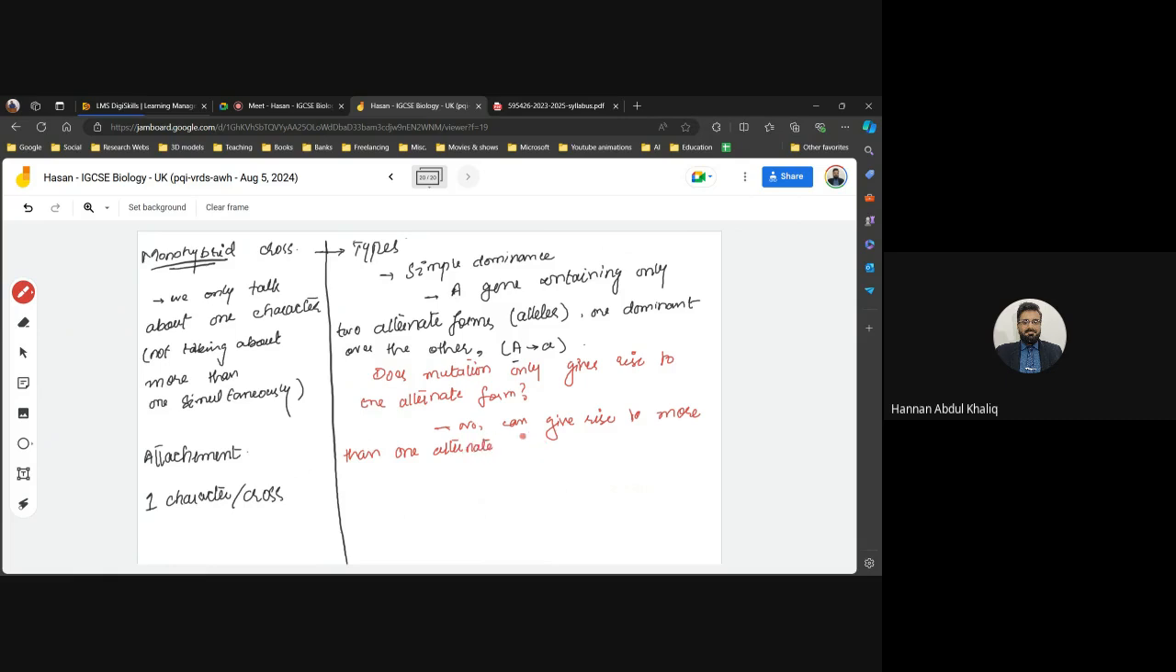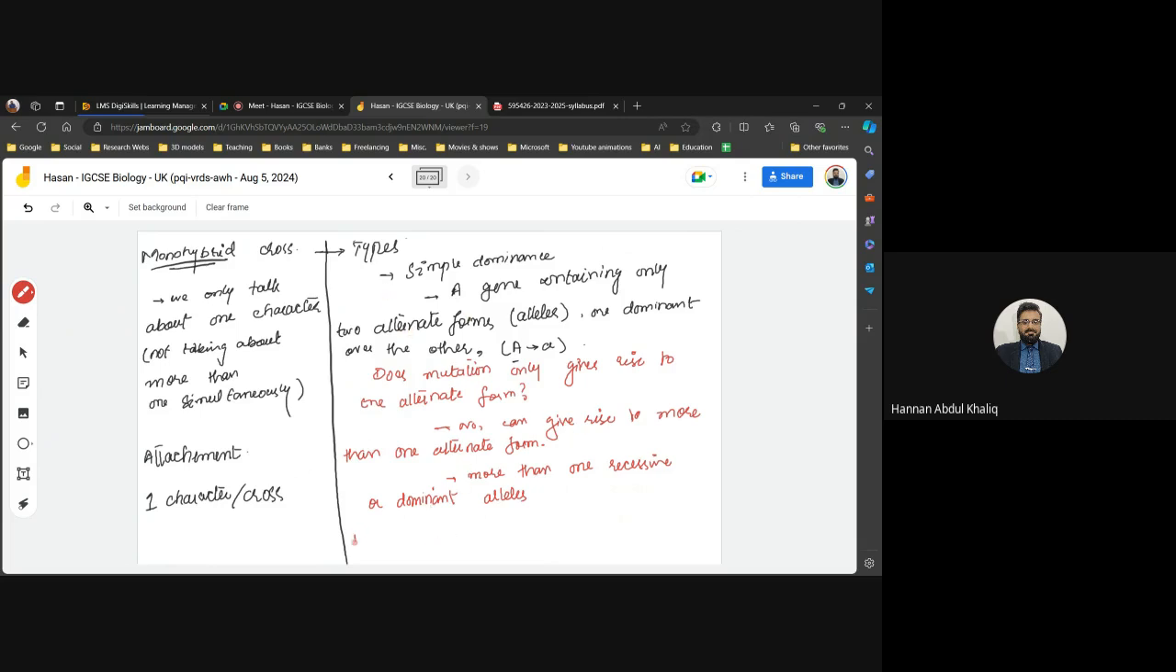And as a next step, I would say that it can give rise to more than one recessive or dominant alleles. Now, what is the meaning of it and how does it relate to the previous concept?